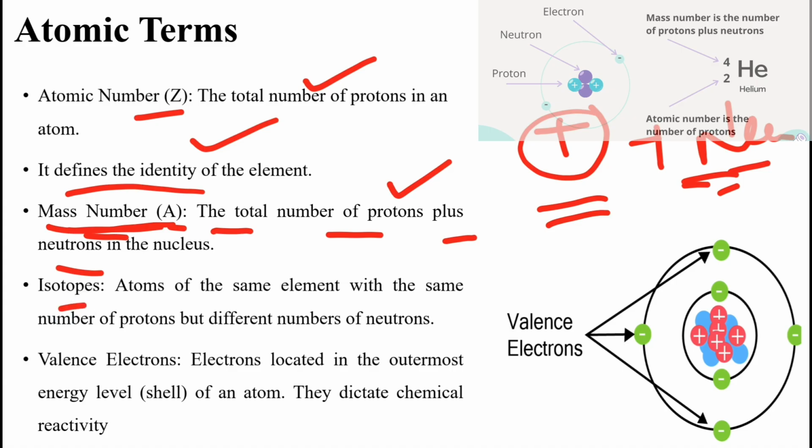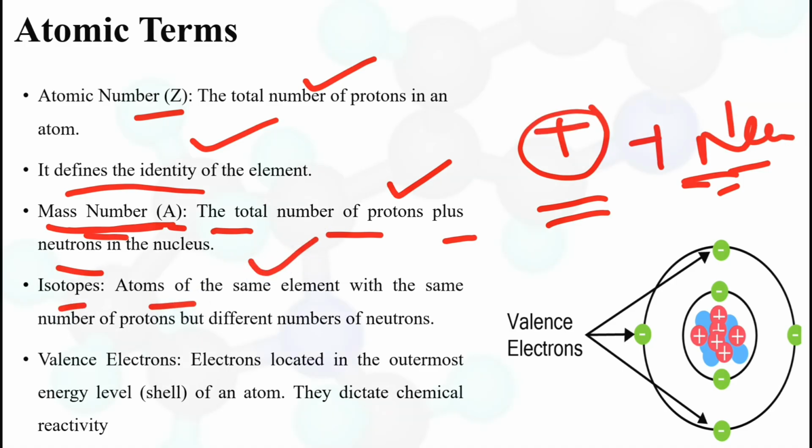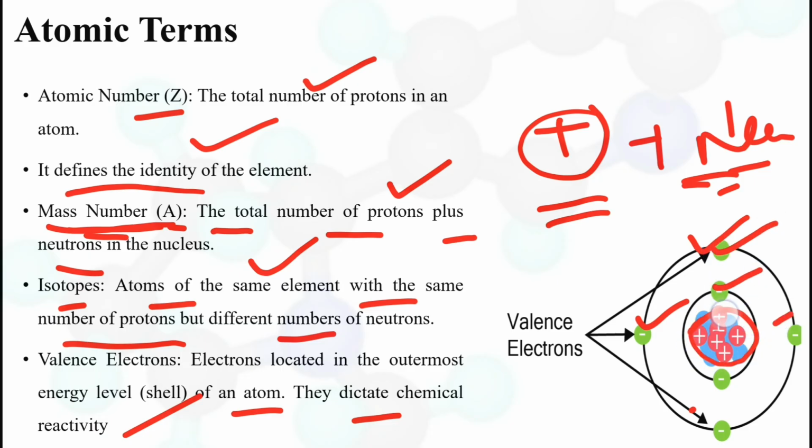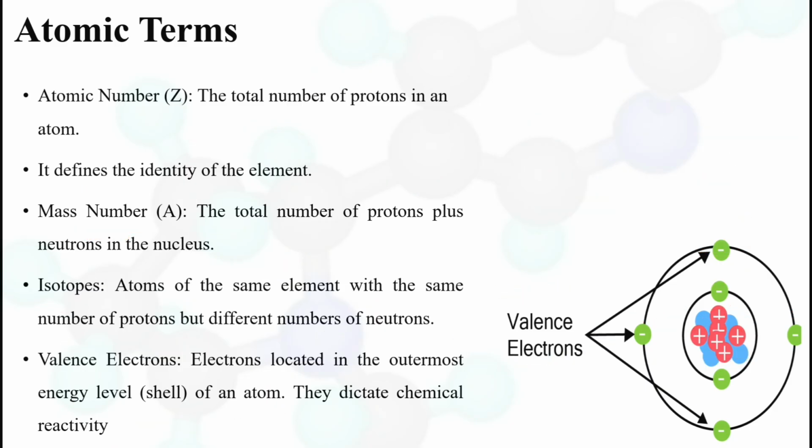Then isotope: atoms of the same element with the same number of protons but different number of neutrons. These are isotopes. What is a valence electron? Valence electrons are those electrons which are located or revolve around the nucleus of an atom. They determine chemical reactivity. So these electrons revolving around the nucleus of an atom are called valence electrons.